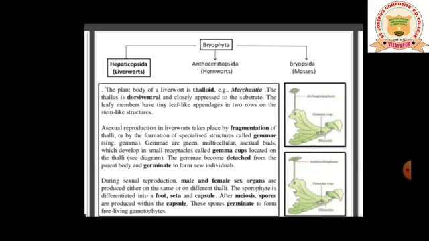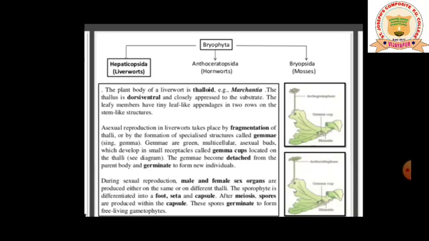The sporophyte is differentiated into foot, seta and capsule. Most important, the sporophyte. As we have seen what is gametophyte and sporophyte, here the sporophytic condition is going to differentiate the body of an individual into a foot, seta and capsule.